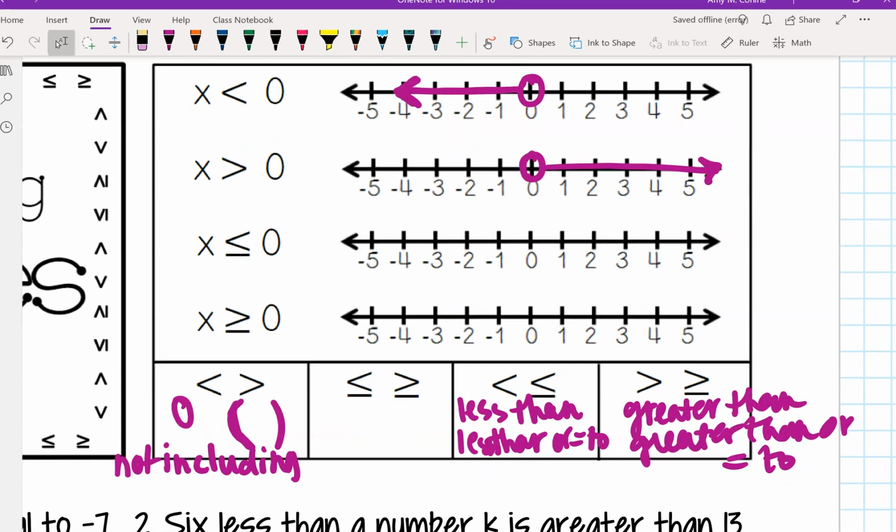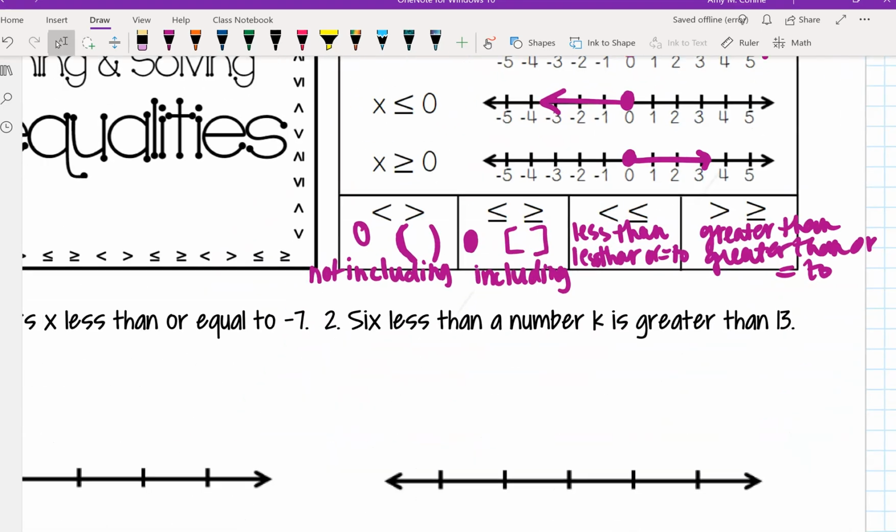Now that we have our less than or equal to and greater than or equal to, we're going to use a closed dot to show the equal to, because we're including it. The other thing we're going to add is these brackets. When we do interval notation, you'll have the brackets. So on 0, we're going to have a closed dot, and less than or equal to goes to the left. Greater than or equal to, we're going to shade to the right. And we have to have arrows because it goes on forever and ever.